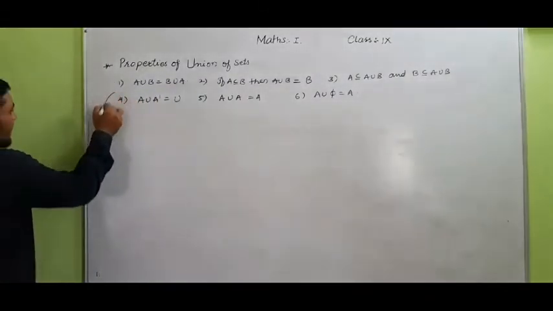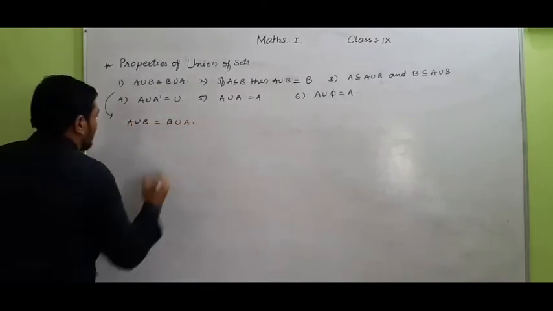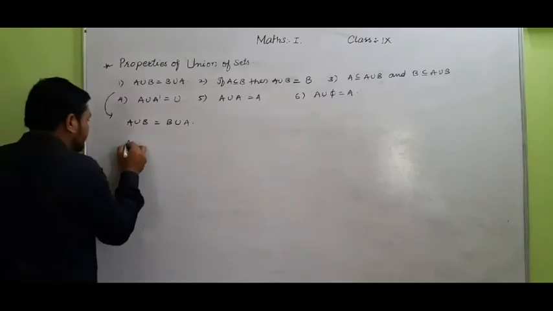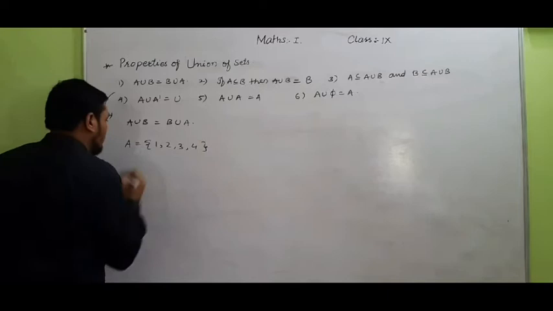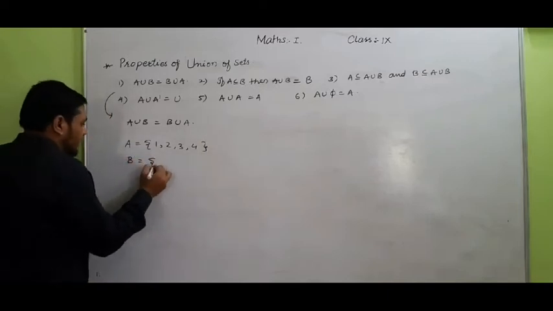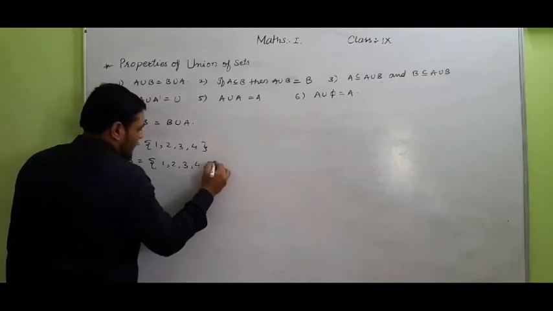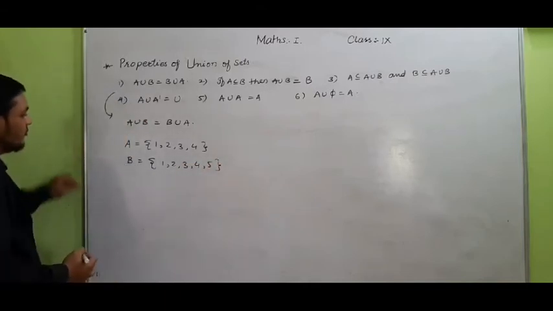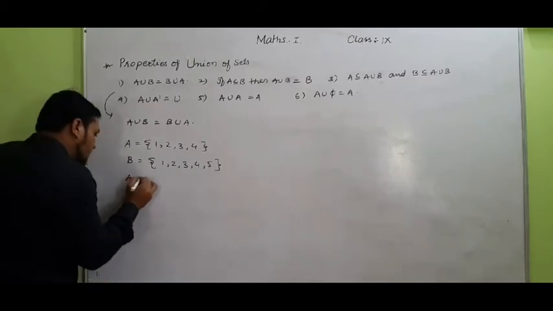So the first property is A union B is equal to B union A. So you can see that we can take one set, that is A, which contains the elements 1, 2, 3, 4, and set B which contains the elements 1, 2, 3, 4, 5. So student, we have to make the union of these two sets. So we have to take A union B.